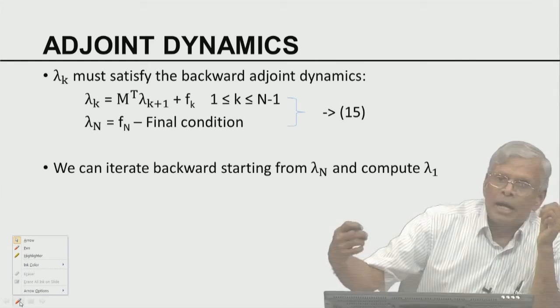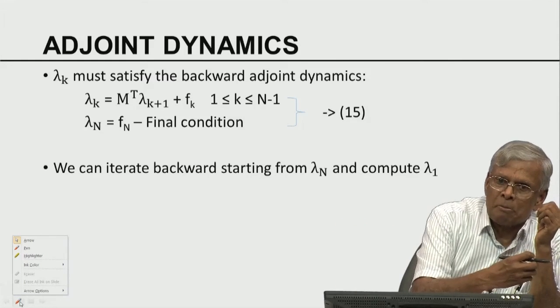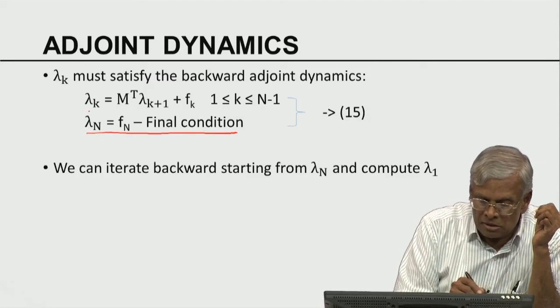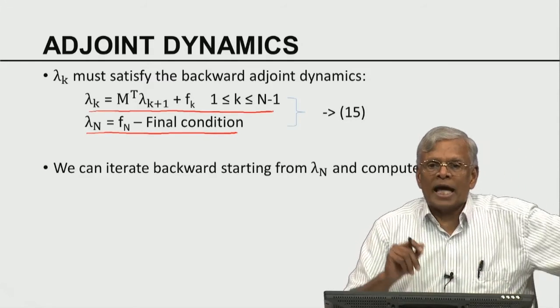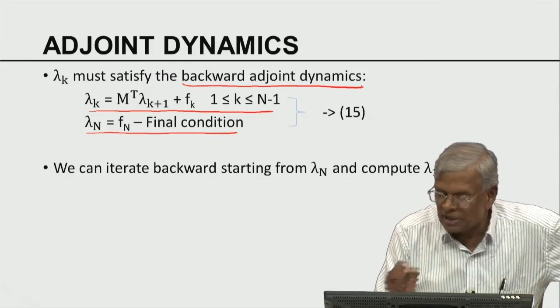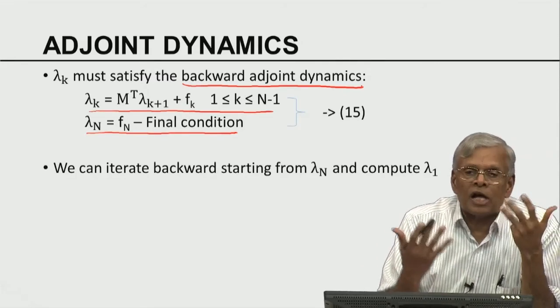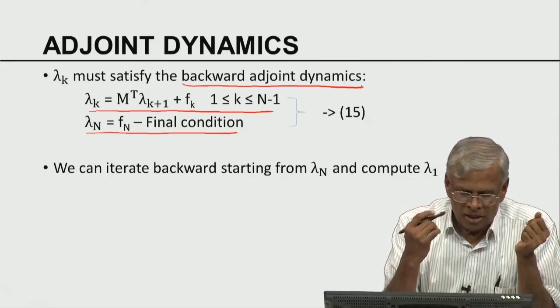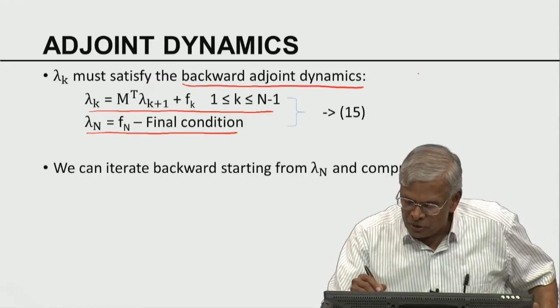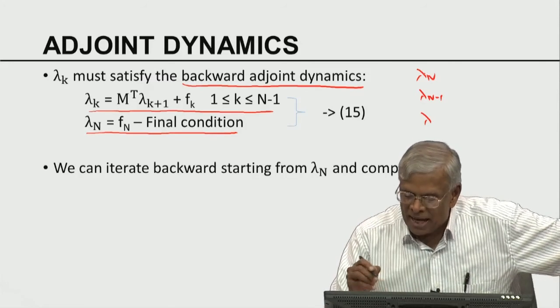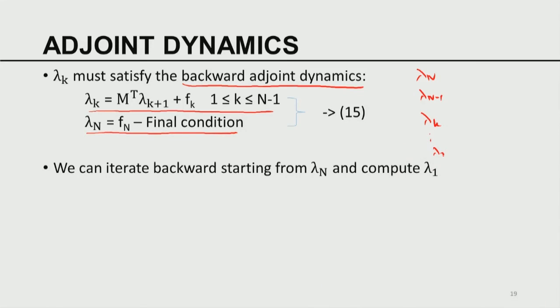Therefore, we have to compute lambdas backward in time, starting from lambda n, which is the final condition. This is called the backward dynamics. This backward dynamics has come to be known as the adjoint dynamics. That adjoint equation we can iterate. So f's are known, m transpose are known, f n is known. So I can compute from lambda n to lambda n minus 1 to lambda k to lambda 1. I can compute backward in time using this backward adjoint equation. So we can compute lambda 1 by going back.